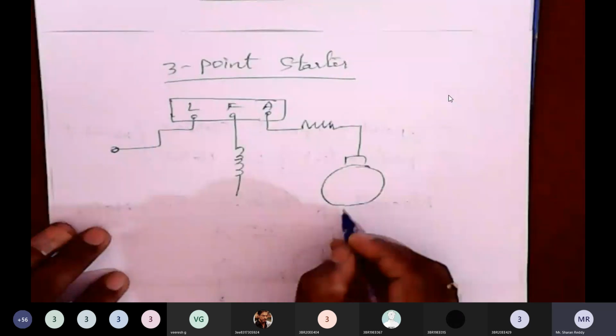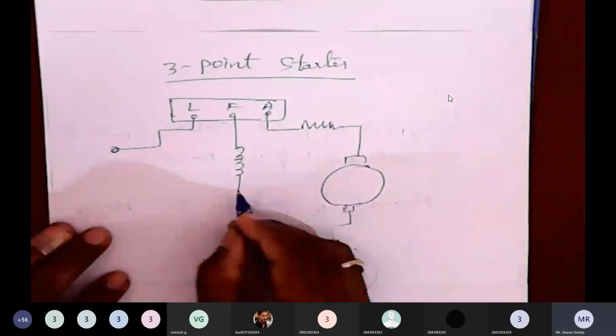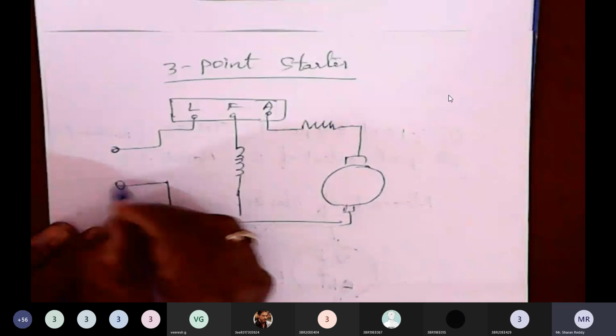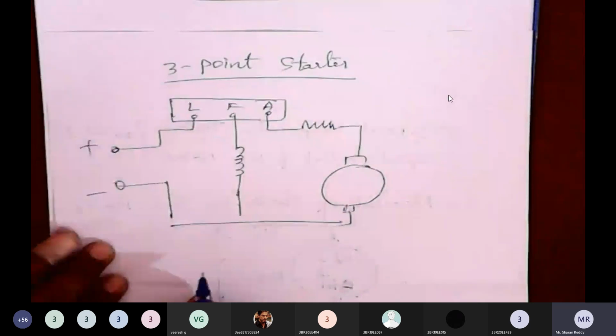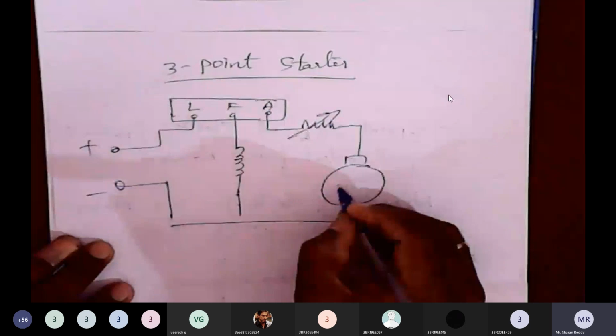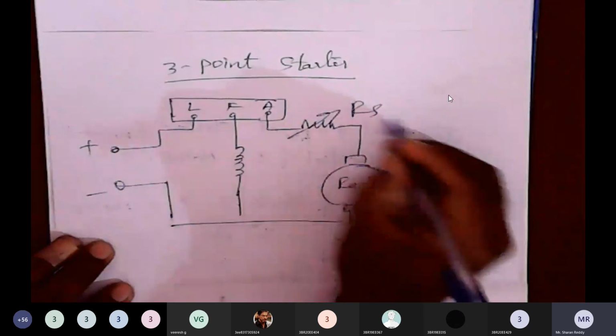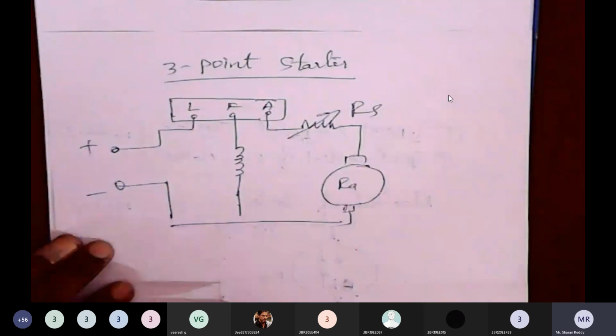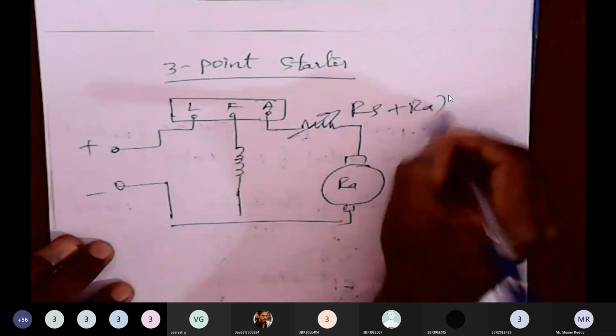Now we have to limit the high starting current here. Here we are giving the DC supply. This variable resistor is almost like RA, which is already there. We are adding extra resistance here, RS. So the total resistance now becomes RS plus RA.